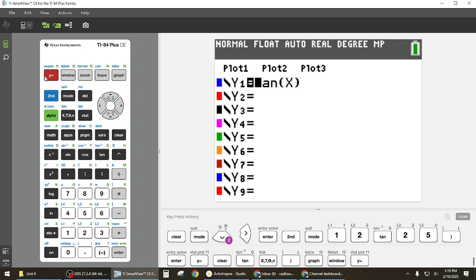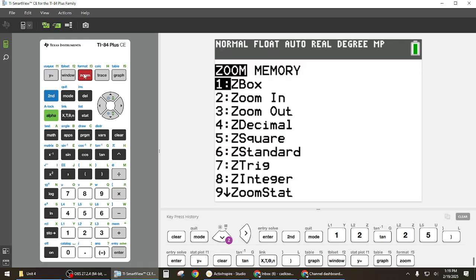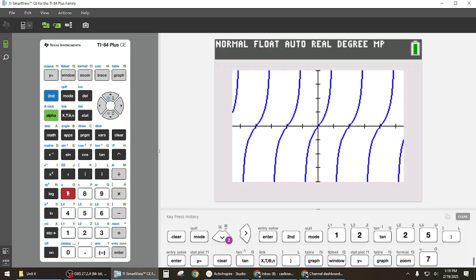Did I put it in right? Is that it? It's not. Tangent of x. Zoom. Let's do zoom 7. Push zoom 7 so it shows us the trig graph instead. There it goes. Our window is too wide. Weird. That's the tangent graph. And it does that forever, all the way to the right and left.